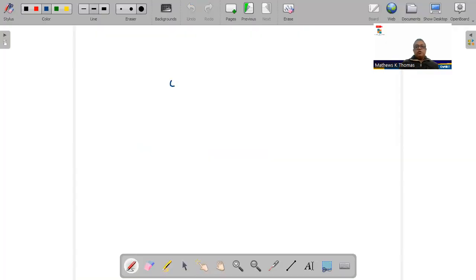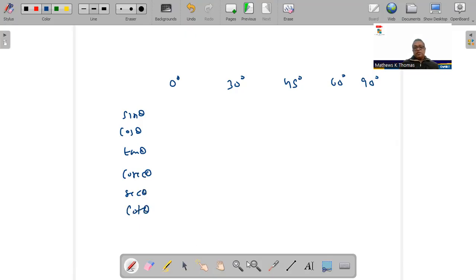Now for the next, you need to learn the values of 0, 30, 45, 60, and 90 for the six trigonometric ratios: sine, cos, tan, and then the reciprocals cosec, sec, and cot. Now there is a method to learn this. Before we start, we will just write here 0 by 4, 1 by 4, 2 by 4, 3 by 4, and 4 by 4, all under a root. So for the angles 0, 30, 45, 60, 90, I'm writing 0 by 4, 1 by 4, 2 by 4, 3 by 4, 4 by 4.